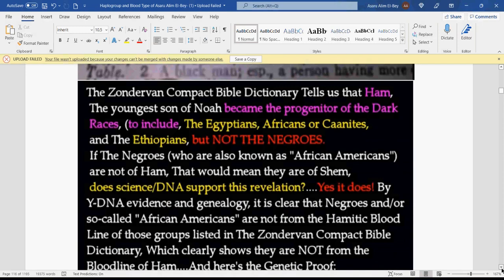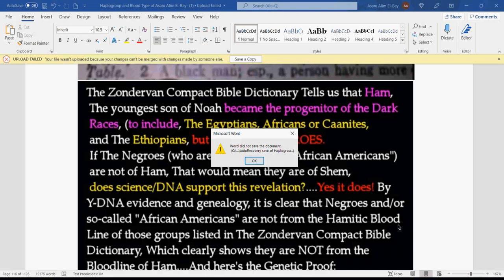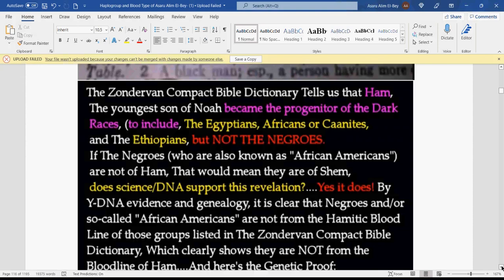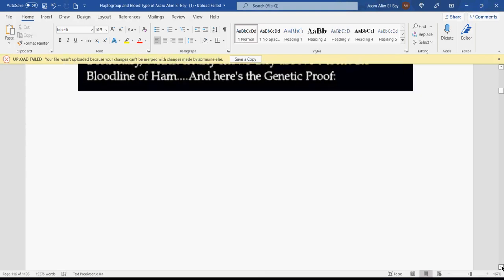And does science or DNA support this revelation? Yes, it does. By Y-DNA evidence, as well as mitochondrial DNA evidence in genealogy, it is clear that the Negroes, the so-called African Americans, are not from the Hamitic bloodline of those groups listed in the Zondervan Compact Bible Dictionary, which clearly shows that they are not from the bloodline of Ham, once again. All right? And this is genetic proof. All right? Here it is. Let's get into it.